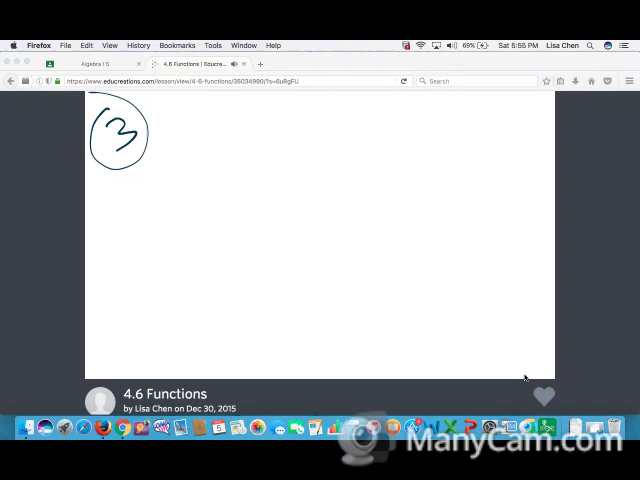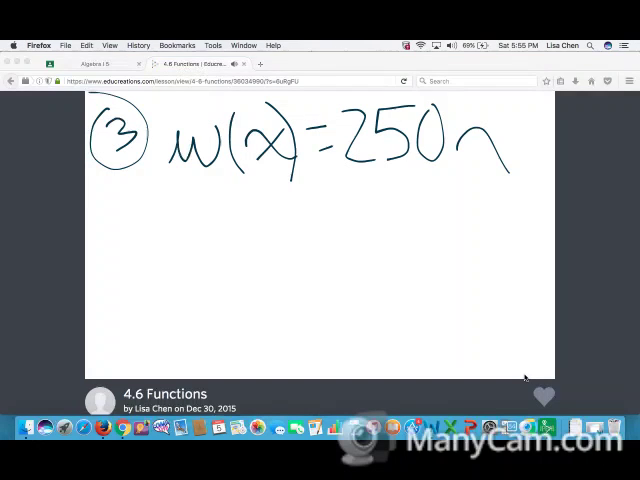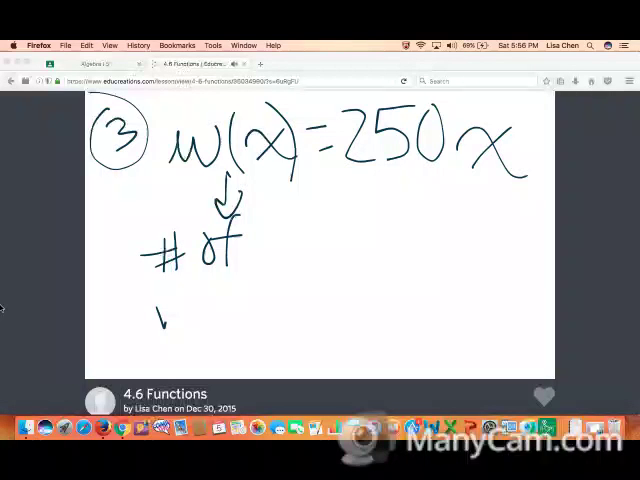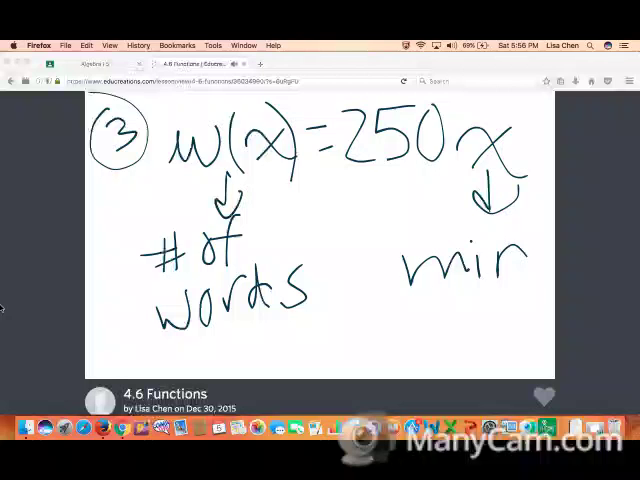All right. So for problem 3, you have the function w of x equals 250x. Now, this is in function notation, as you see in your notes. It's w of x, that means in terms of x. So it's the number of words, w of x. This is the number of words you can read in x minutes. So this belongs to minutes.